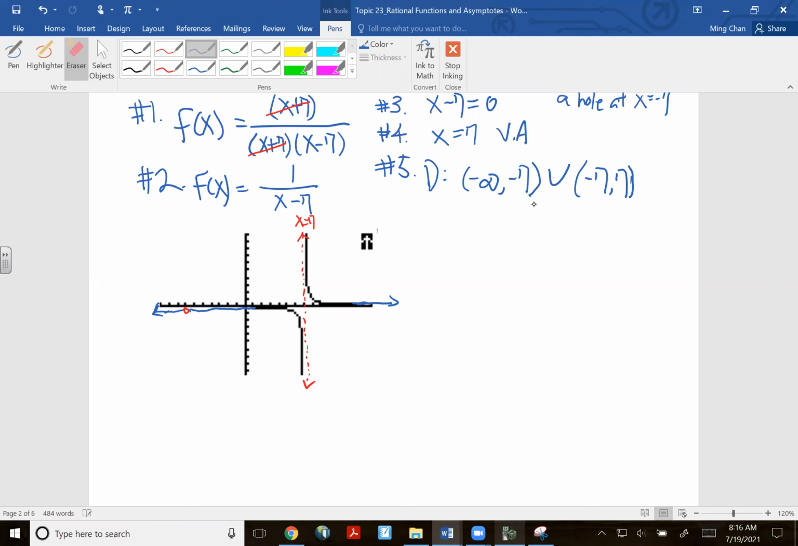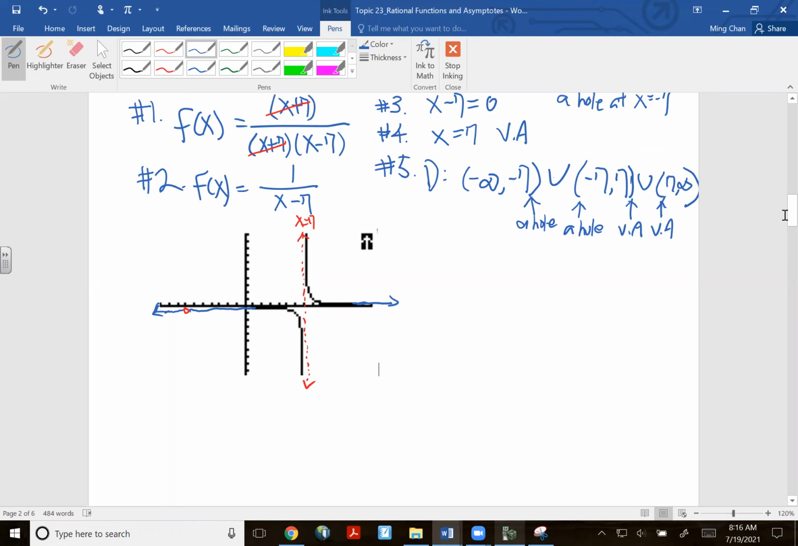This parenthesis is a hole. This parenthesis is for the vertical asymptote. All right, from the other side of the asymptote, my function does exist. So the other part will be from 7 to infinity.